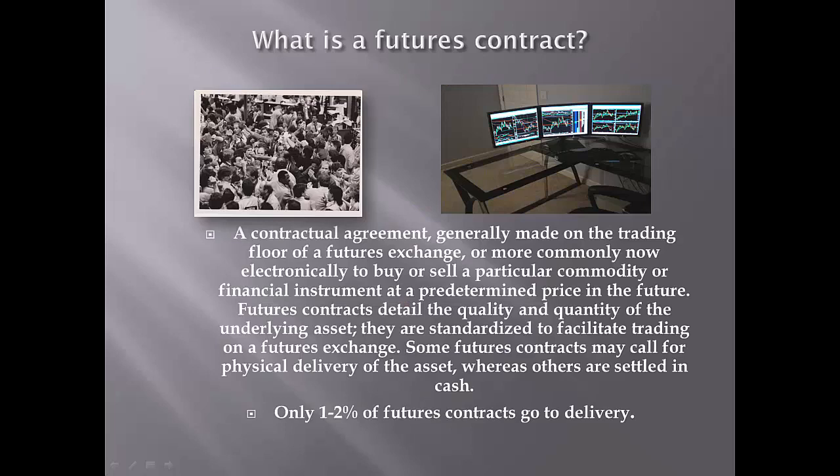So let's look at a futures contract in its specifics. A futures contract is a contractual agreement, and it's generally made on the trading floor of a futures exchange, or more commonly now electronically, to buy or sell a particular commodity or financial instrument at a predetermined price in the future. Futures contracts detail the quality and quantity of the underlying asset. They are standardized to facilitate trading on a futures exchange. Some futures contracts may call for a physical delivery of the asset, whereas others are settled in cash.